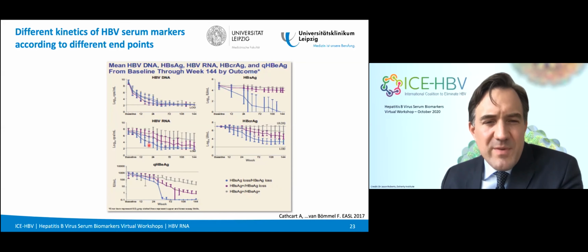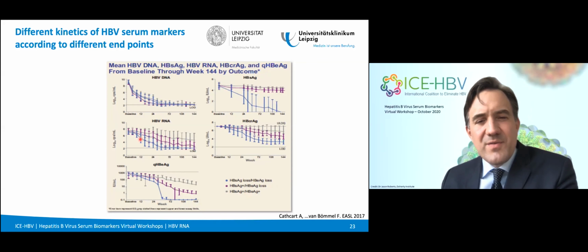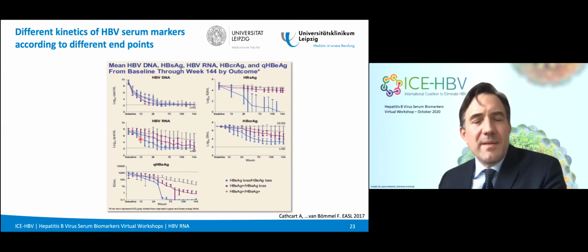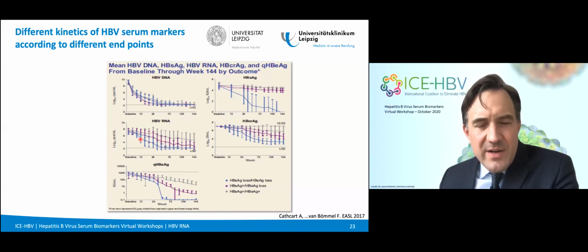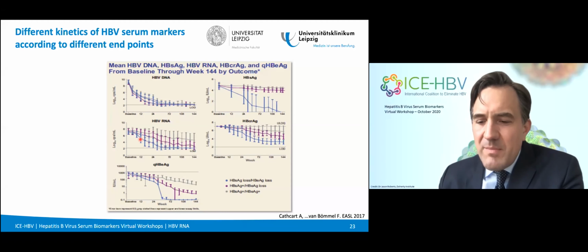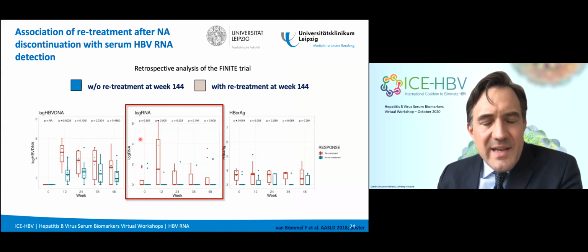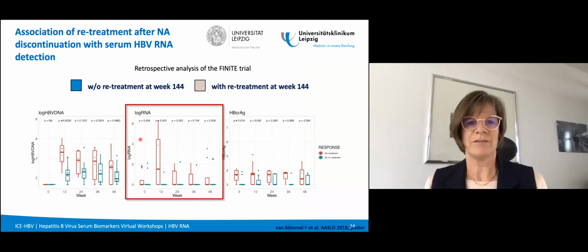If we look at HBV RNA, there's a very early significant difference across the three groups. So it can be, but this needs to be shown in larger cohorts, that HBV RNA in serum is also a very early marker for S antigen loss. It is a marker for the relapse of HBV.